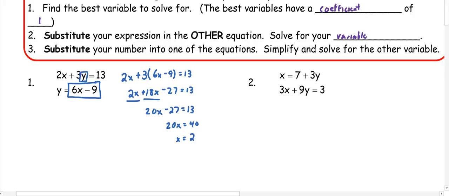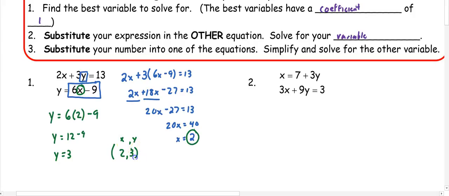Once we know that x is 2, we need to pick either equation. Doesn't matter the first or the second. So in this case, I'm going to take the first. I'm going to say what x is equal to. I'm going to substitute that in and get my y value. So we have y equals 6 times 2 minus 9. 6 times 2 is 12. And then we do 12 minus 9 and we get 3. So now that we have x and y, we're going to write them as an ordered pair. Remember, it always comes x comma y. So we have 2 comma 3 is our final answer.